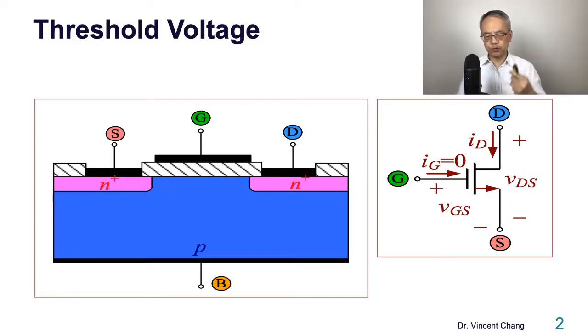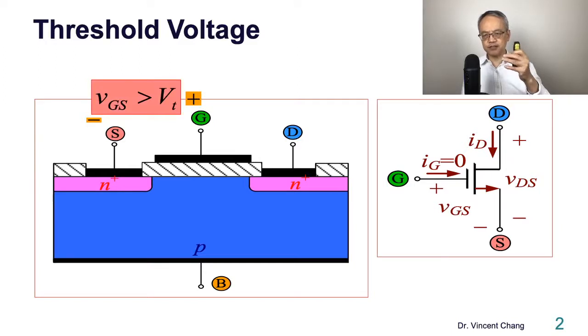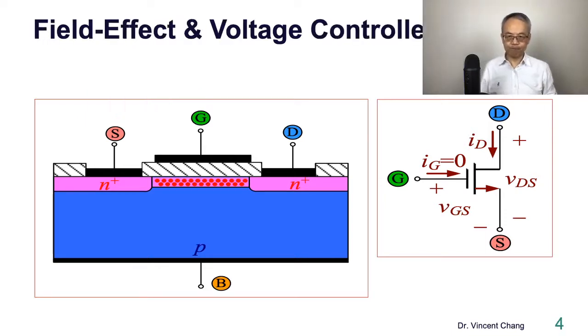Number one, the threshold voltage. The N-channel enhancement MOSFET is a normally off device. If we don't apply any voltage on the gate, then there's no current, there's no channel. If we apply a VGS greater than VT, then the N-channel will be formed between source and the drain.